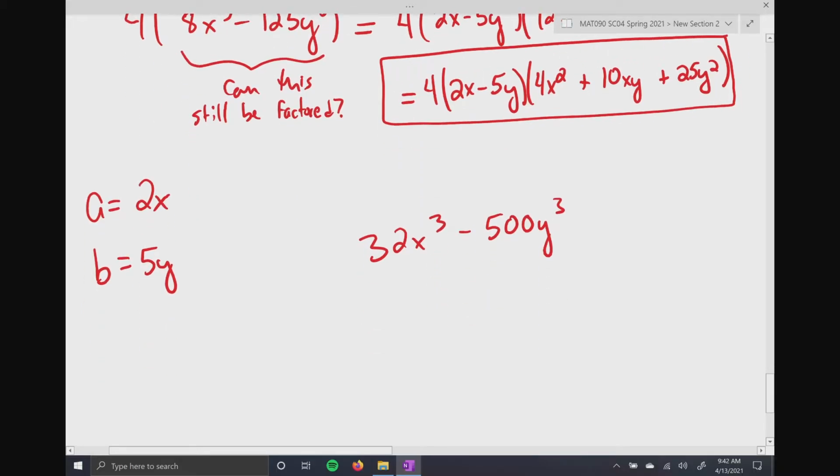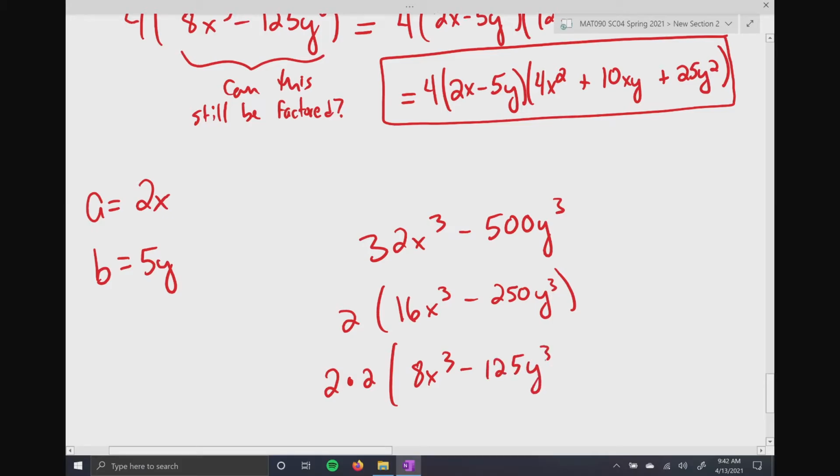You ready? 32 and 500, they're both even. Do you agree? So since they're both even, you can always factor out a 2. No matter what, you can always factor out a 2 if they're even. Now, 16 and 250, they're still even, correct? So I can factor out another 2. So out front here, 2 times 2 is 4.